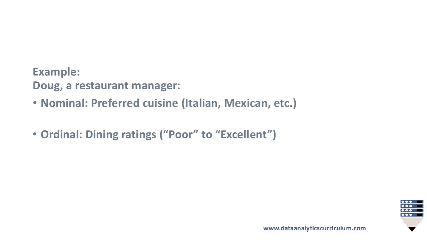Qualitative example. Here's another example. Doug manages a restaurant and wants to understand customer preferences. The type of cuisine his customers prefer, say Italian, Mexican, or Chinese, is nominal data because the categories have no order. Customer satisfaction ratings like poor through excellent are ordinal data because they do follow a sequence.